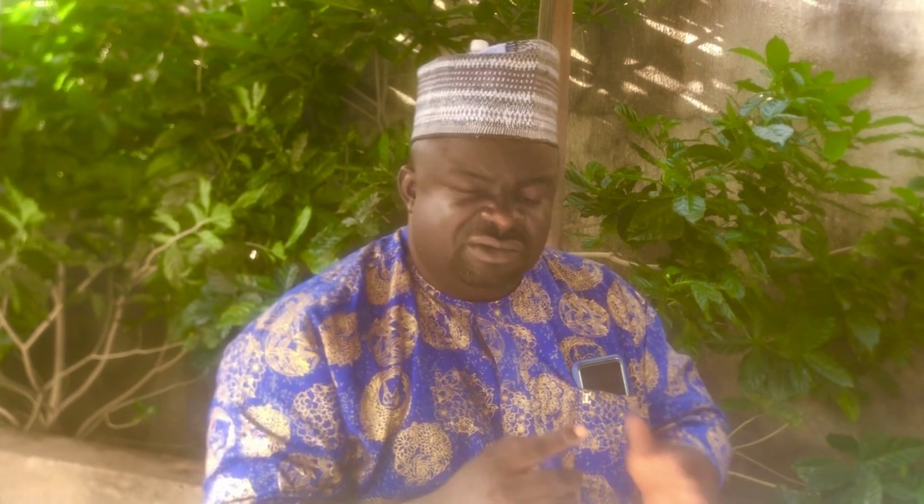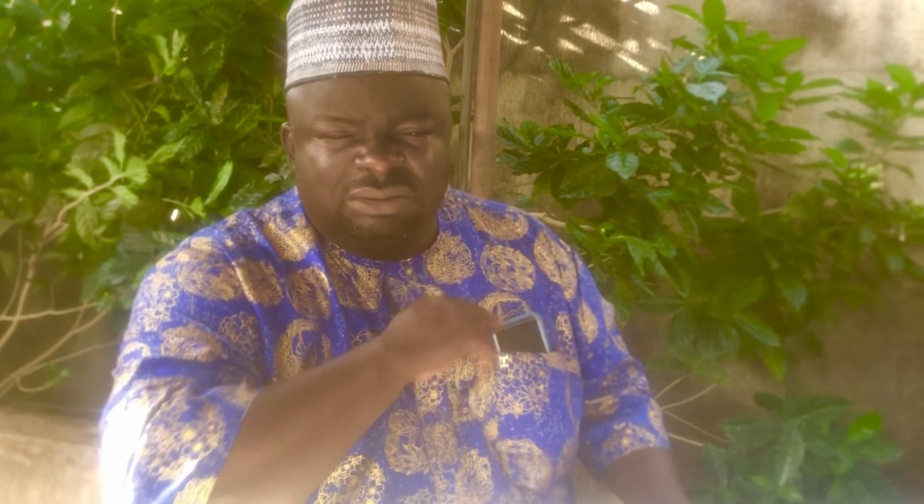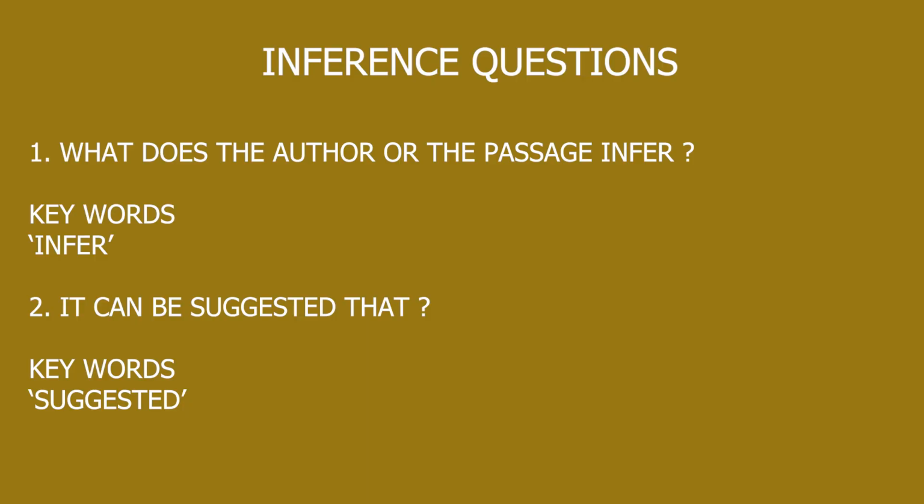When I find them, how do I recognize them? I have given you the definition. How do you recognize them when you see them? There are certain keywords you will find when they are asked. If you find a Jamb question and the question is asking you, what does the author or the passage infer? The keyword there is infer.